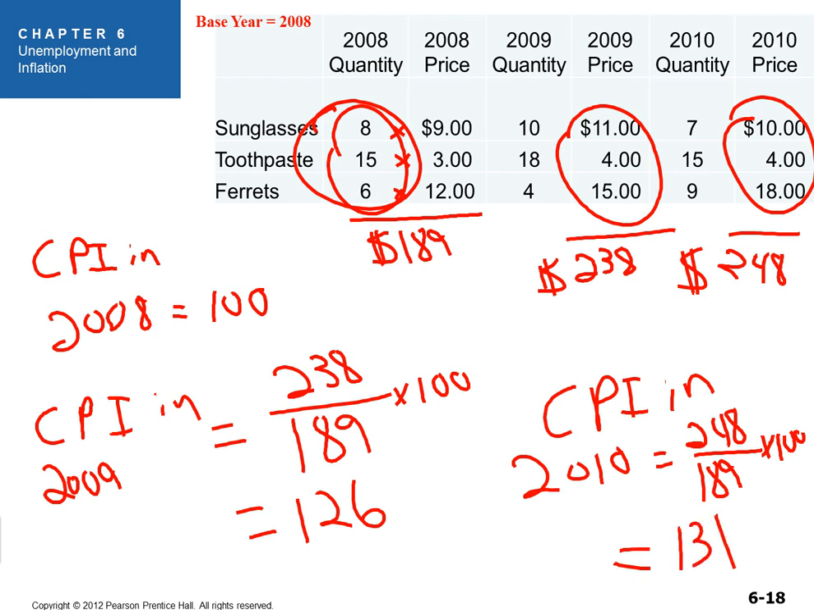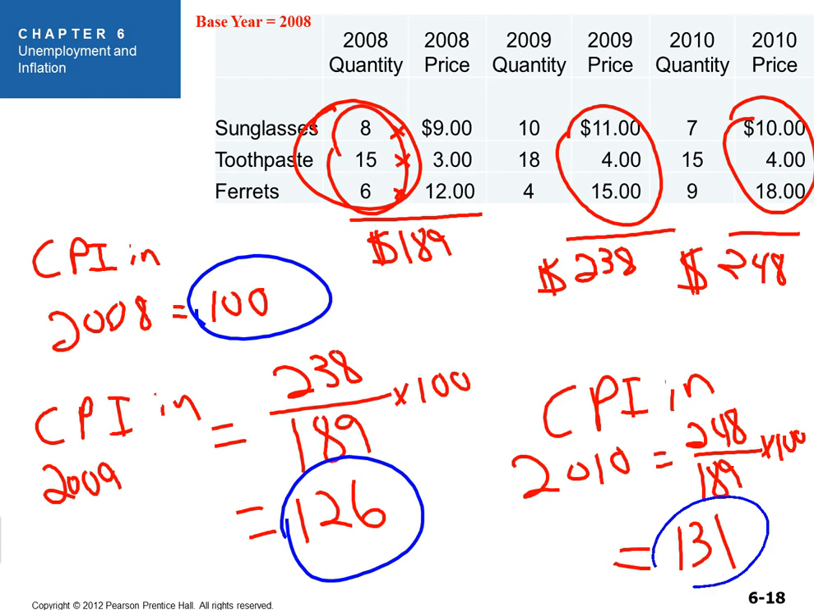So this is how you calculate CPI. This is a really basic example. In 2008, again, my CPI was automatically 100. The CPI in the base year is 100 no matter what. That's by definition. CPI in 2009 I calculated as 126. And the CPI in 2010 in this example I calculated as 131.